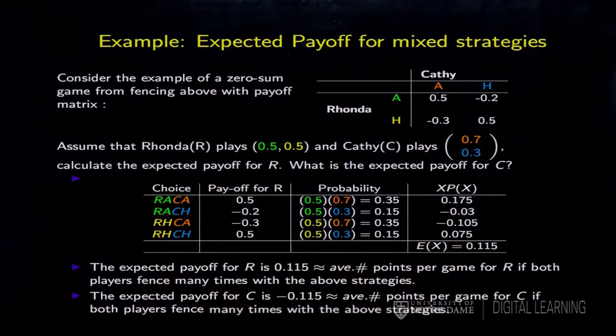So Kathy, with this strategy, given that Rhonda continues playing the 50-50 strategy, can expect to lose an average of 0.115 points per play in the long run if both persist with these strategies. And Rhonda can expect to gain those 0.115 points per game in the long run if both persist with these strategies. So again, this expected value is just meaningful through repeated play with the given strategies.